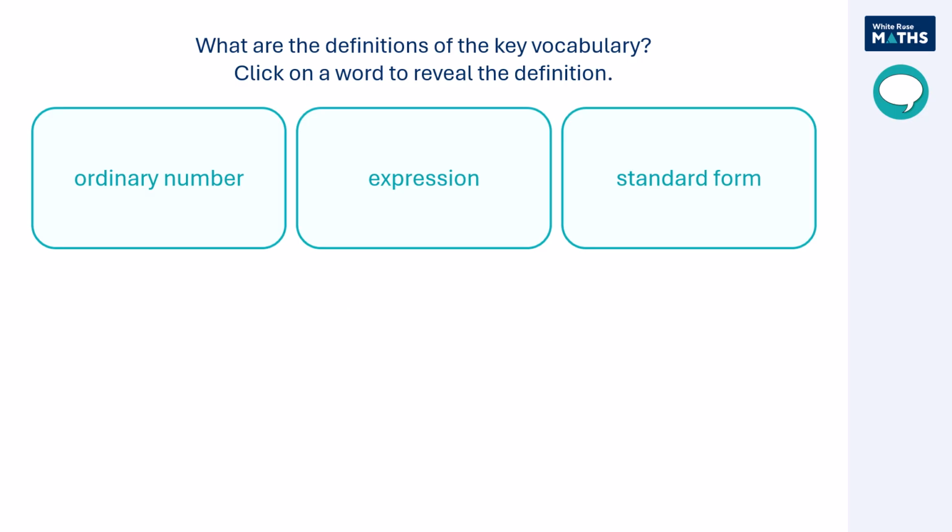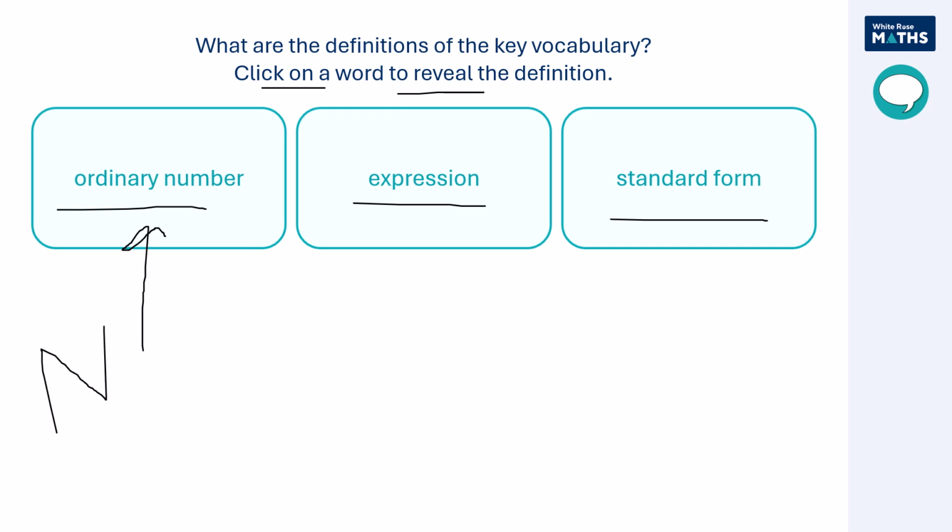So what are the definitions of the key vocabulary? Click on the word ordinary to reveal the definition. Here I can't actually click on it, so this just means a normal number. For example, 150 or 0.05. These are all just ordinary numbers. Ordinary means part of the norm.